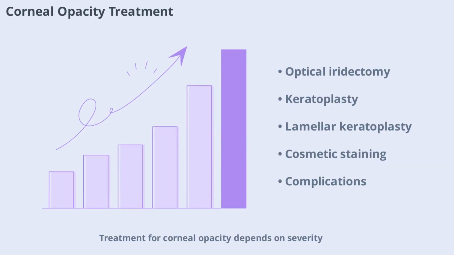Treatment for corneal opacity depends on severity. Leukoma obstructing the pupil requires optical iridectomy, preferably in the inferior nasal quadrant. Severe vision loss from large leukoma is managed with keratoplasty or corneal transplantation. Lamellar keratoplasty is used for superficial scarring. Cosmetic coloring or staining of the cornea is performed for disfigurement using gold chloride, platinum chloride, or tannic acid. Contraindications include irritable eyes, and complications may involve cyclitis.